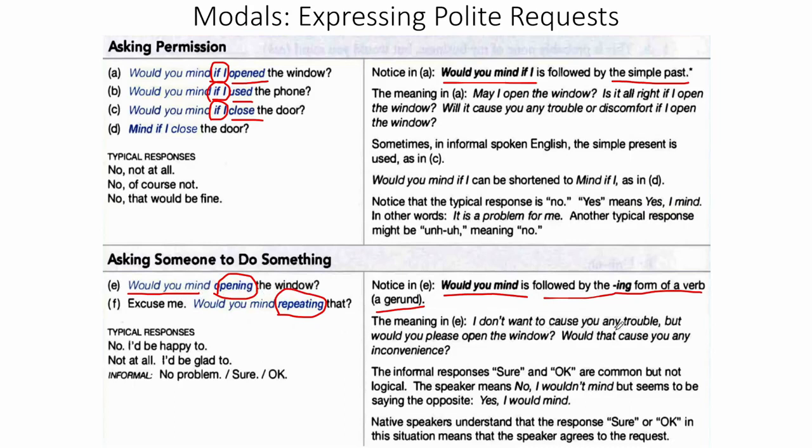And the meaning here, would you mind opening the window? I don't want to cause you any trouble, but would you please open the window? Would that cause you any inconvenience? So you ask someone to do something in a polite way. So this is expressing polite requests using would you mind.